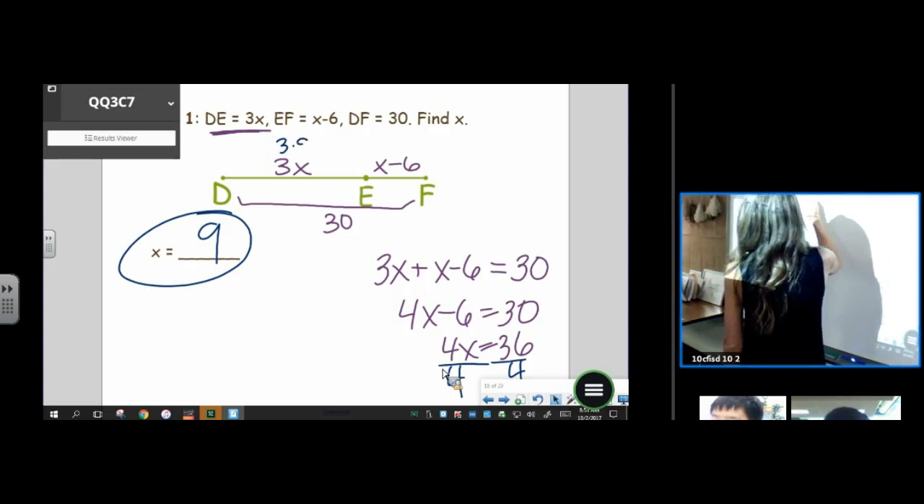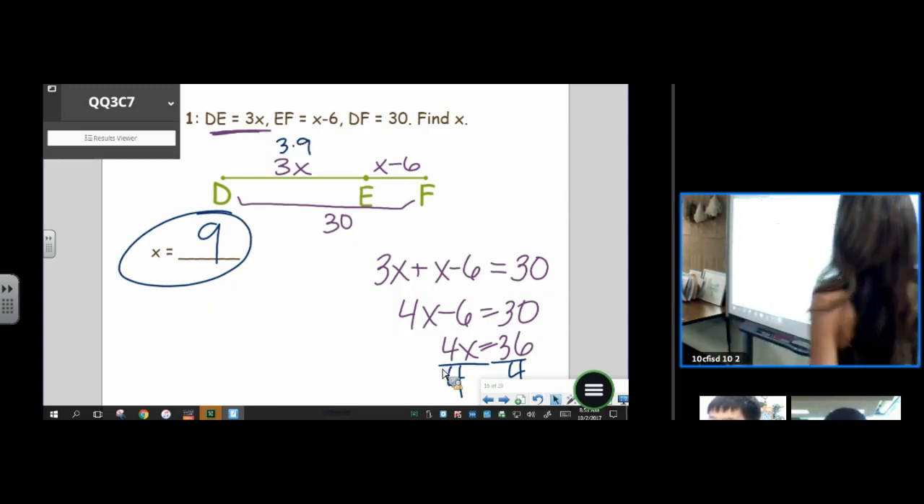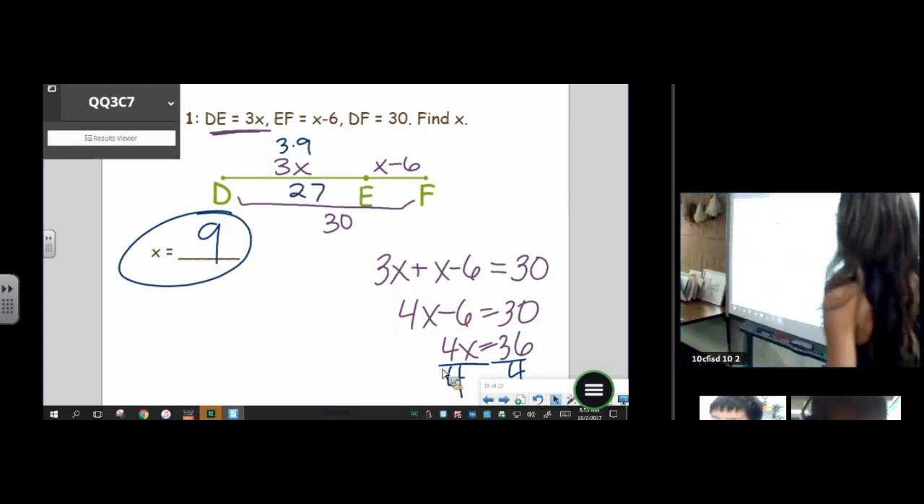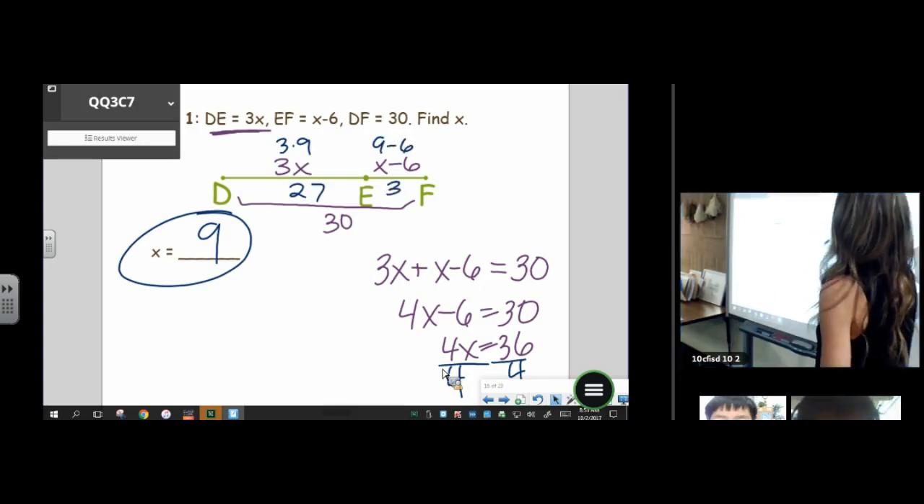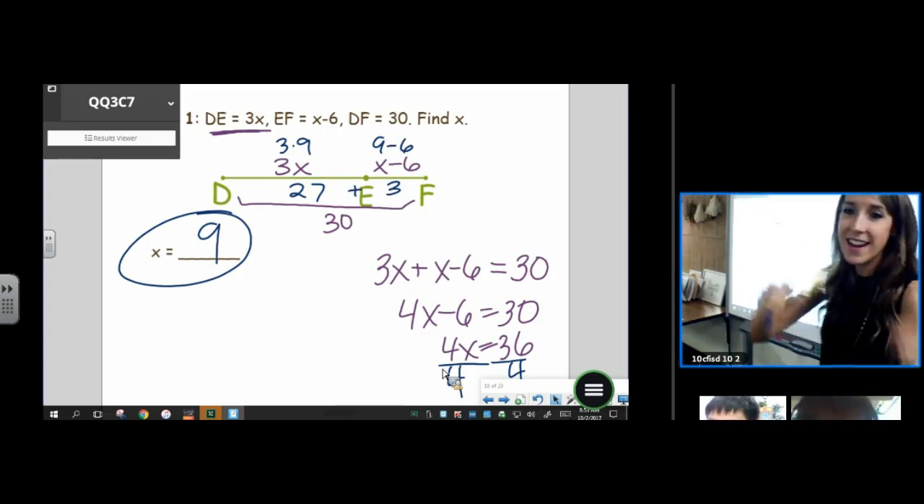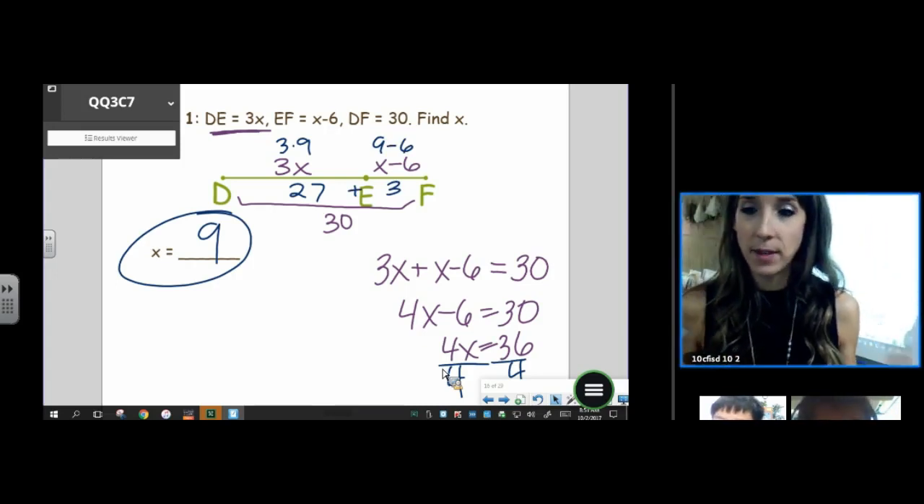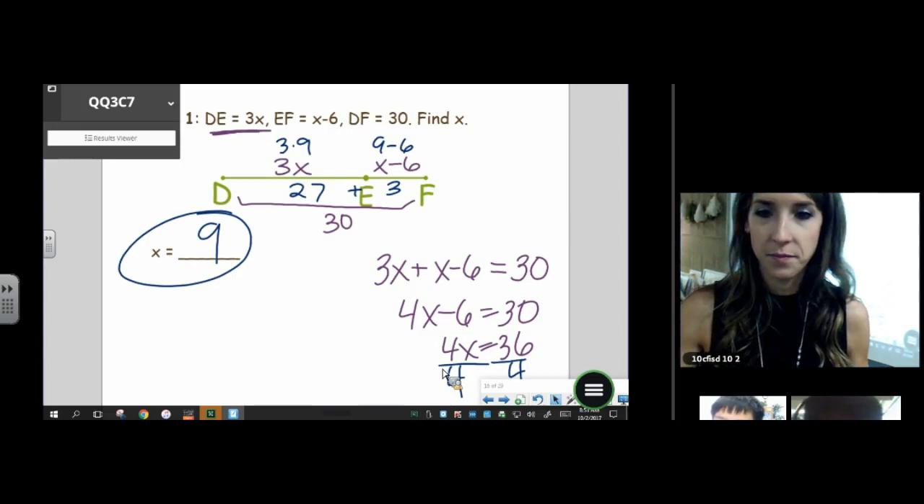3 times 9, see, instead of x, you can substitute it. 3 times 9 is 27. 9 minus 6 is 3. Does that work? 27 plus 3 equals 30. So we just graded our own paper. We just checked our own answer.